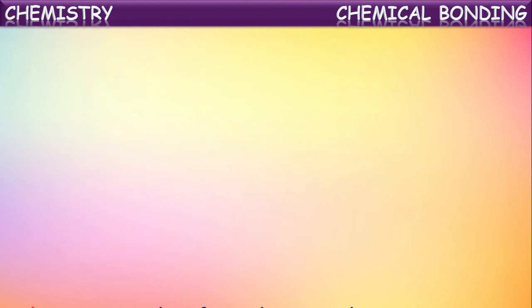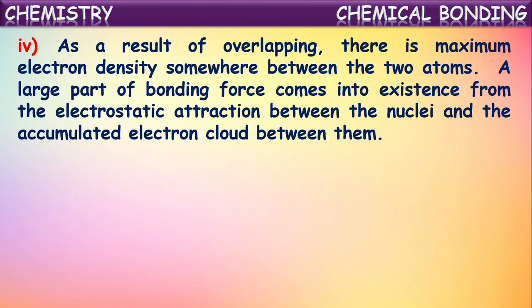Okay. Next point. As a result of overlapping, there is maximum electron density somewhere between the two atoms. So as overlapping is occurring, the two electrons present in these two orbitals will be paired up, and hence it creates a maximum electron density somewhere between the two atoms. A large part of bonding force comes into existence from the electrostatic attraction between the nuclei and the accumulated electron cloud between them. So in this way, the electron cloud will be having maximum electron density between the two atoms.